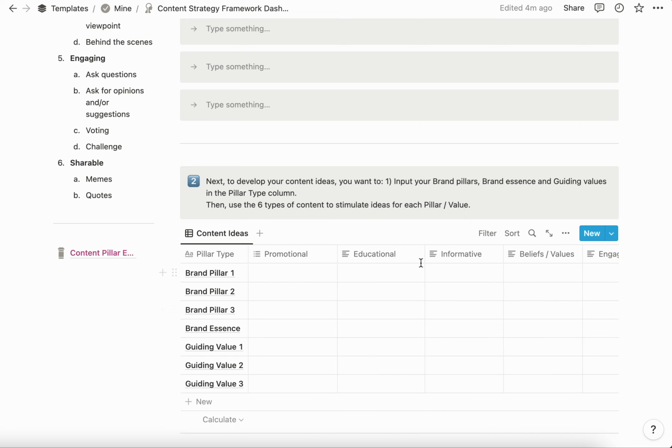So you can see how by understanding my 6 different types of content and by understanding my brand pillars and my guiding values, I can be generating truly limitless content around these. They're a really great way to stay on topic, on brand, and to get you to really think about new content ideas. So this is what I do to generate my content ideas.